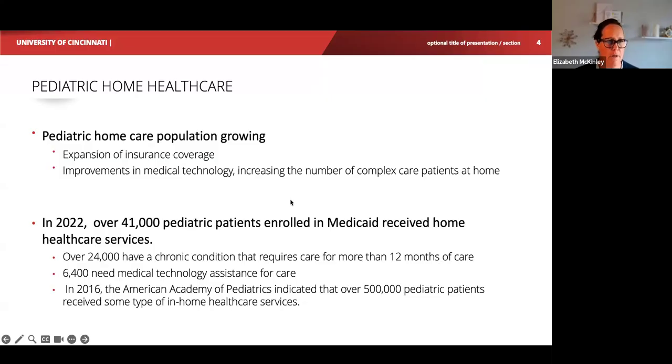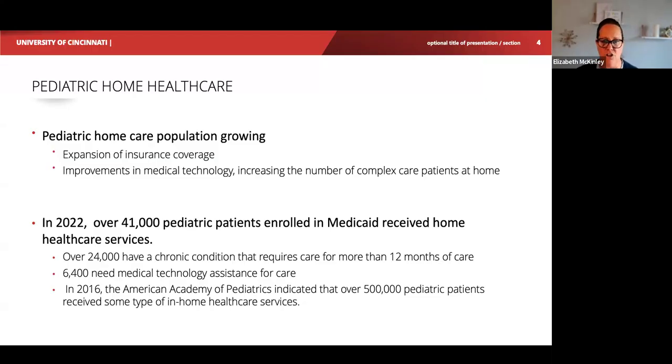So the pediatric home care population, it's growing. And that's due to the expansion of insurance coverage for this care and the improvements in medical technology that's increasing the number of complex care patients that can be cared for in their home. In 2022, there were over 41,000 pediatric patients enrolled in Medicaid and that received home care services. The next two bullet points are the type of services that they received, and of those 41,000, around half of them have chronic conditions that require care for more than 12 months at a time.